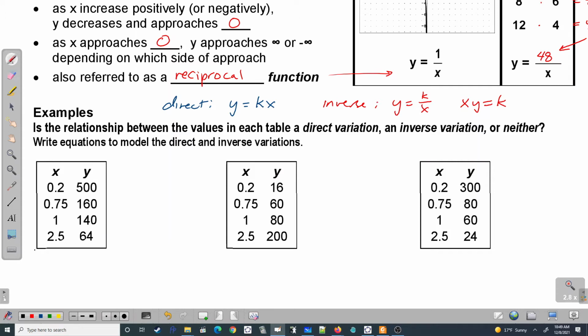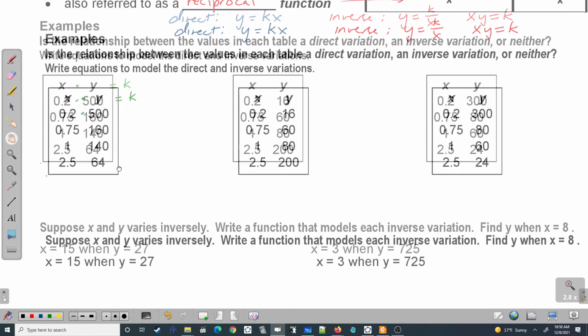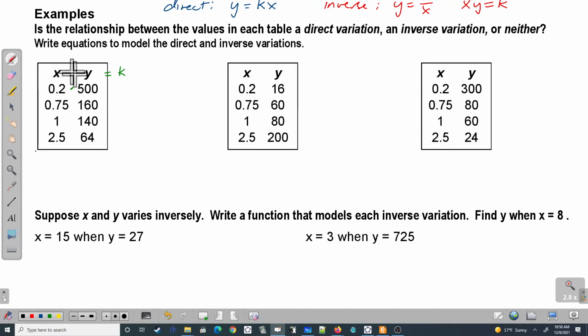And what I'm going to try now is ask myself, what happens if I multiply x and y together? Do I get the same constant? The first time I multiply 0.2 by 500, I came up with 100. Now, if this stays the same all the way through, we're in good shape. But the moment I get 0.75 times 160 equal 120, these are no longer matching. And the idea of this being an inverse variation isn't going to work either.